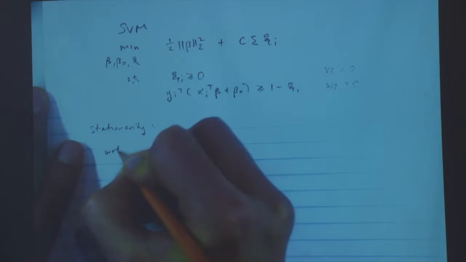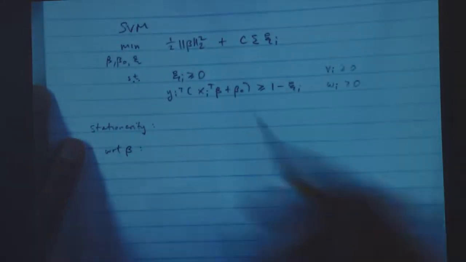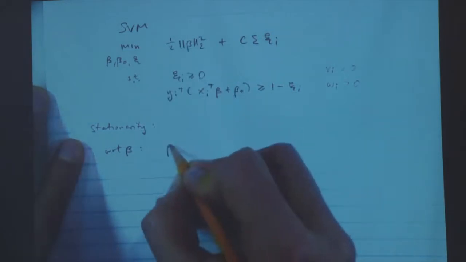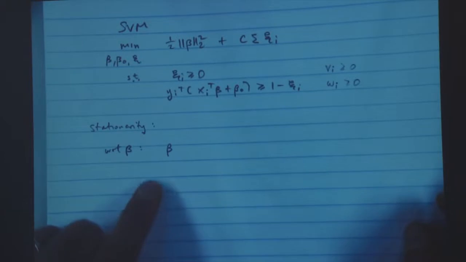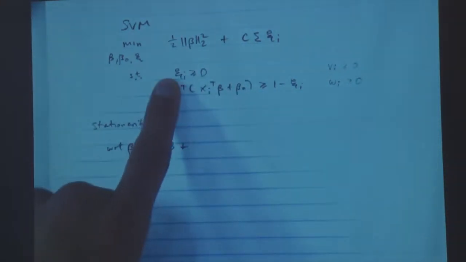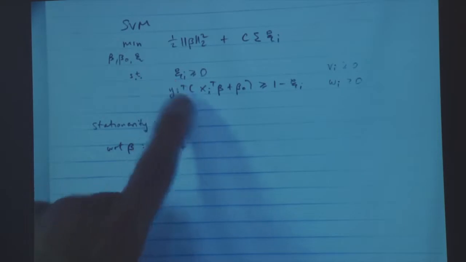So with respect to beta, what does stationarity say? It says that, well, this just gives us beta, right? Plus any combinations we take here with vi and psi don't involve beta, so they don't matter.